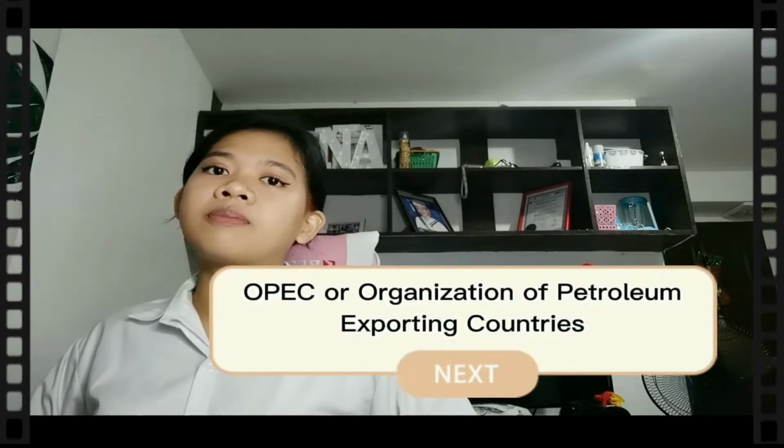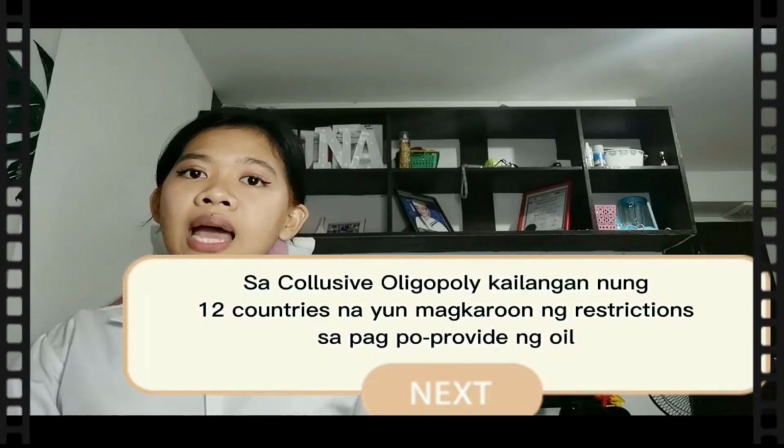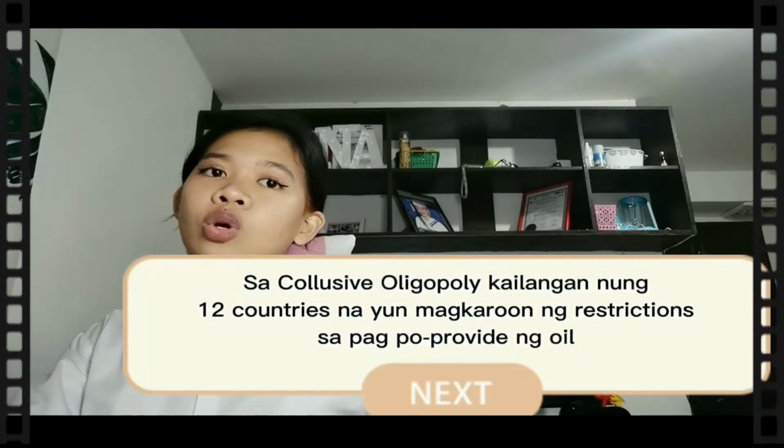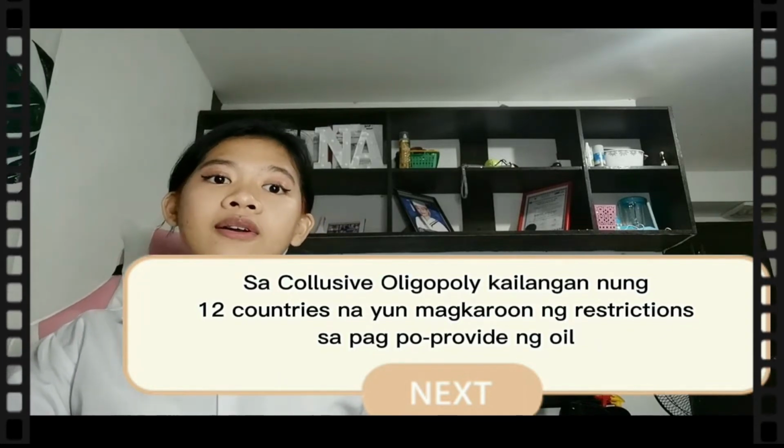Next is collusive oligopoly. Kapag nagkakaroon ng coordination or pag-uusap ang mga firms, ang tawag dito ay collusive oligopoly. For example, sa OPEC, merong 12 countries. Lahat yon ay nagpo-provide ng oil. At nagkaroon sila ng coordination or agreement na kung saan pinag-uusapan nila na kailangan nilang magkaroon ng restrictions sa pagpo-provide ng oil. Meaning to say, nagkaroon sila ng coordination.